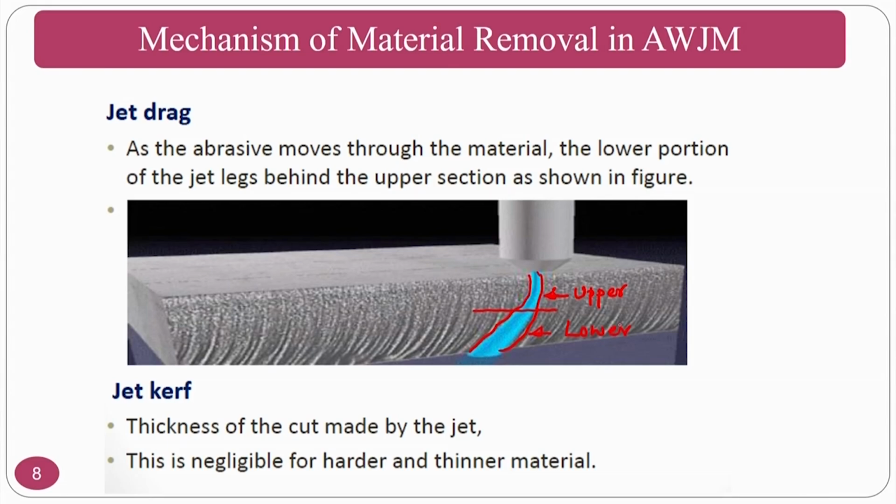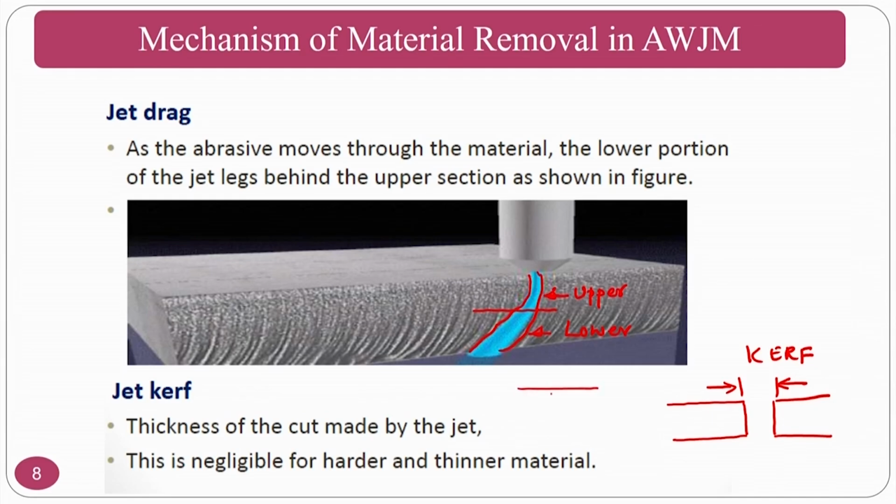Okay. So, as shown, the kerf is nothing but the width or thickness of the cut made by the jet. Normally, assume that this is the workpiece wherein we are cutting a slit. This width is nothing but the kerf. How much thickness of the slit we are making is nothing but the kerf.